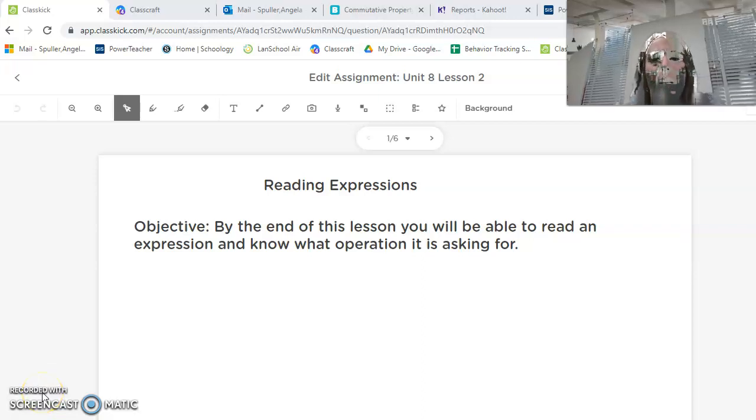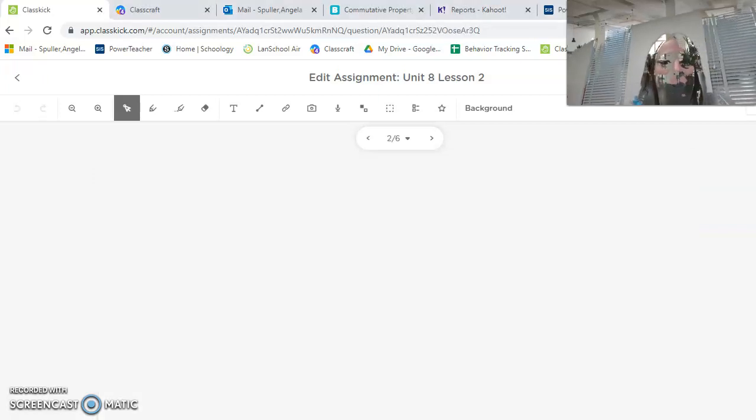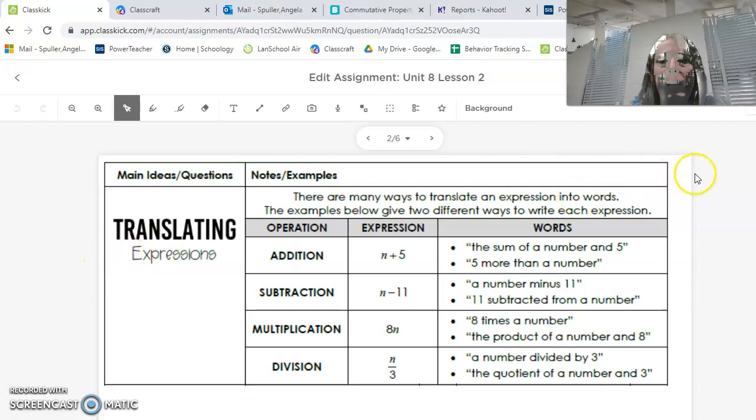Hi, this is Mrs. Oakley, and today we're going to look at Unit 8, Lesson 2. By the end of this lesson, you'll be able to read an expression and know what operation it's asking for. All right, so translating expressions.